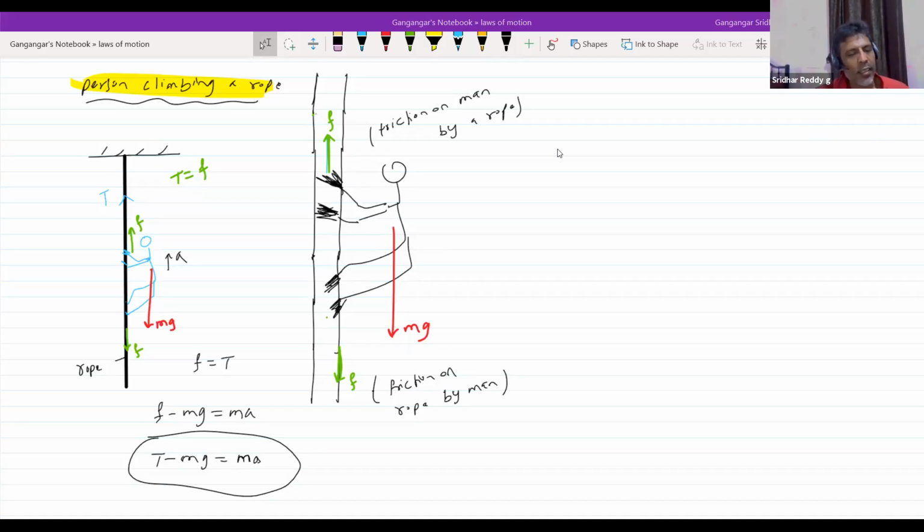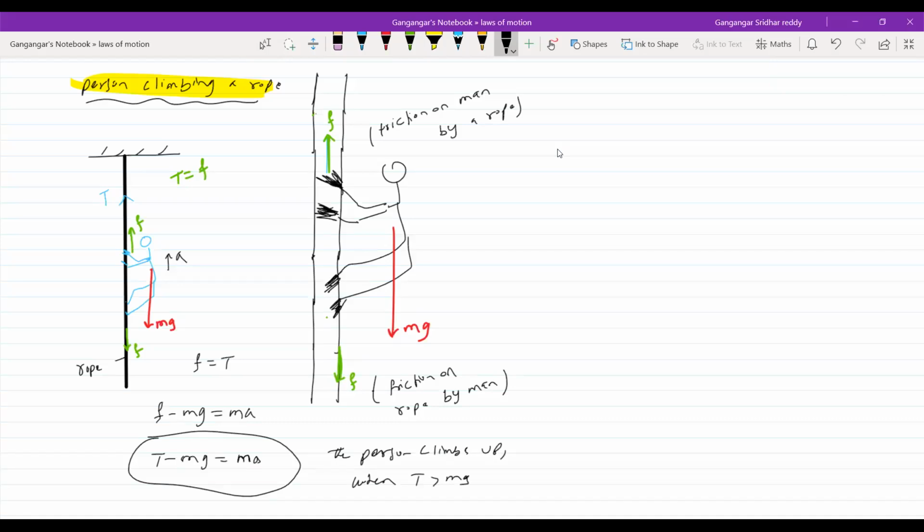If you look at the mathematics, there's nothing wrong in that. So when the tension in the rope is greater than mg, the person climbs up the rope. I'll put that sentence here: the person climbs up. But actually this is not correct, no? Better you say: you should press the rope so hard that the friction is greater than weight, then he starts climbing up.